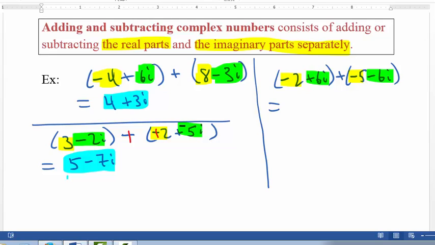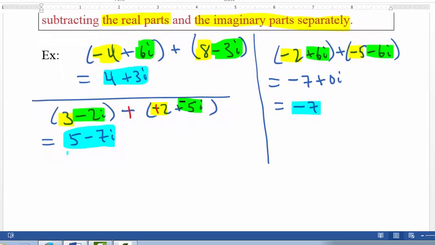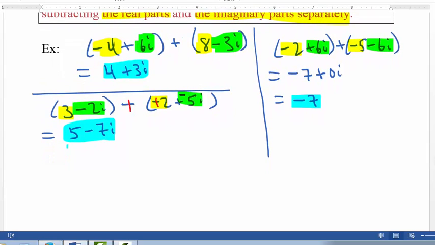The real parts are going to combine to give me -7, but the imaginary parts are 6i and -6i, so they're just going to cancel out and become essentially 0i, but 0i is really just 0, so this is just -7. So what did I do? I added two imaginary numbers and got back a real number, right? Which is something that you might not think you'd be able to do, but yes, you can. You can add two imaginaries to get a real.